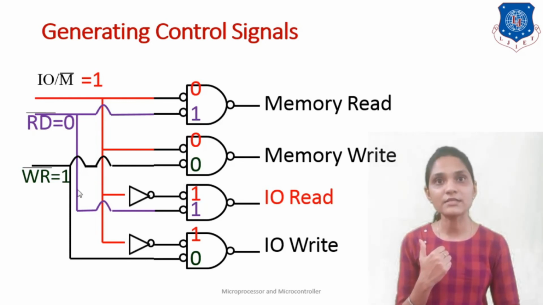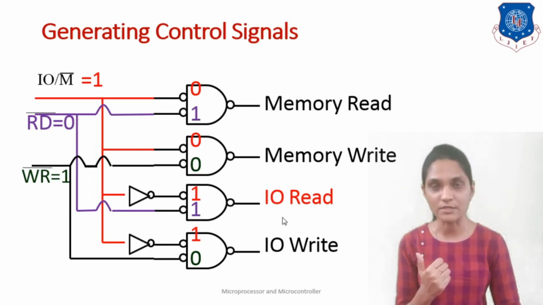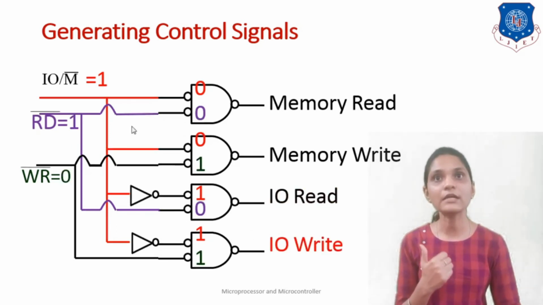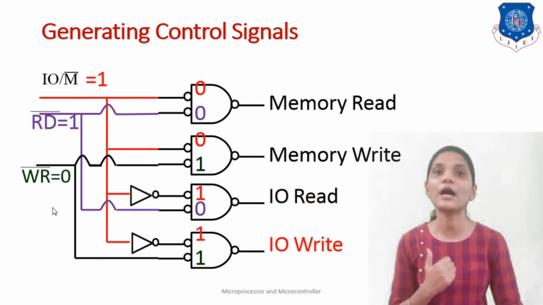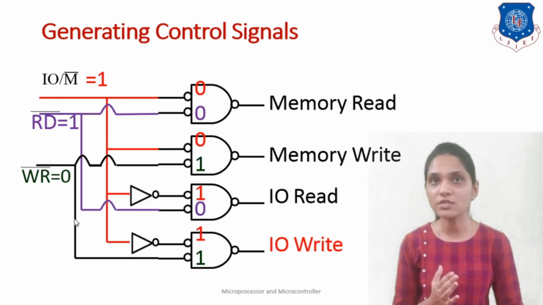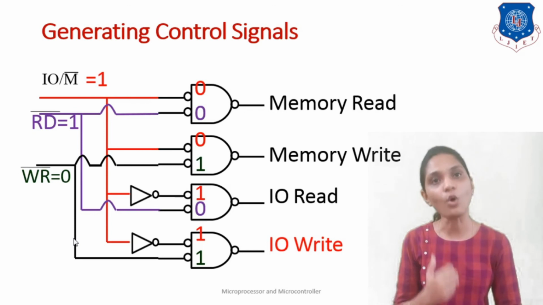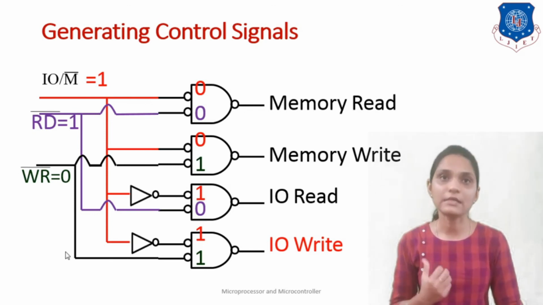And here RD bar is given 0, and then after inverting from here it will get the 1. So your output will be 0 for this IO read operation. And similarly for the IO write, IO comma M bar is 1, RD bar is 1, and WR bar is 0. By this way we can generate the control signal. This is basically the ORing operation, but done by using the bubble NAND gate.